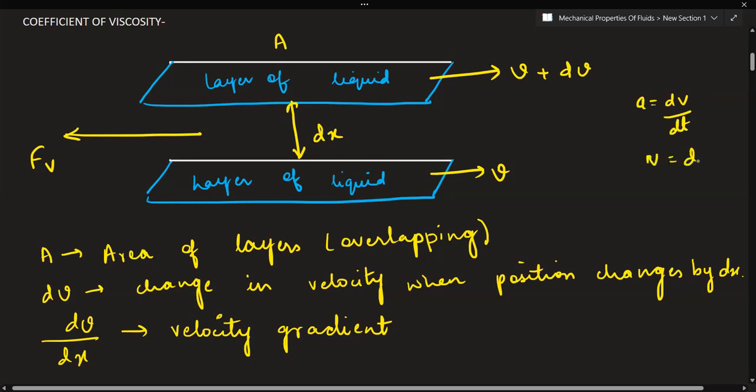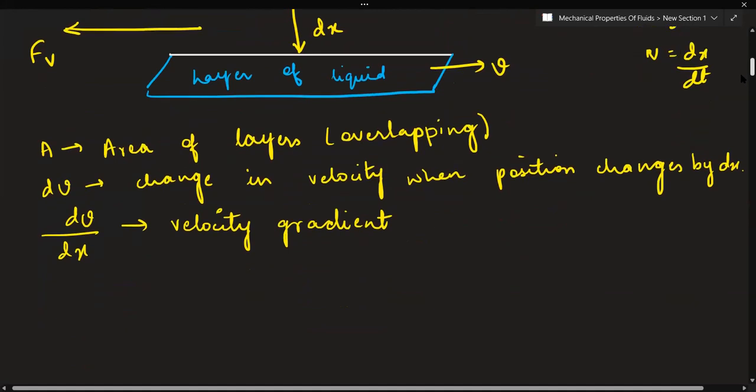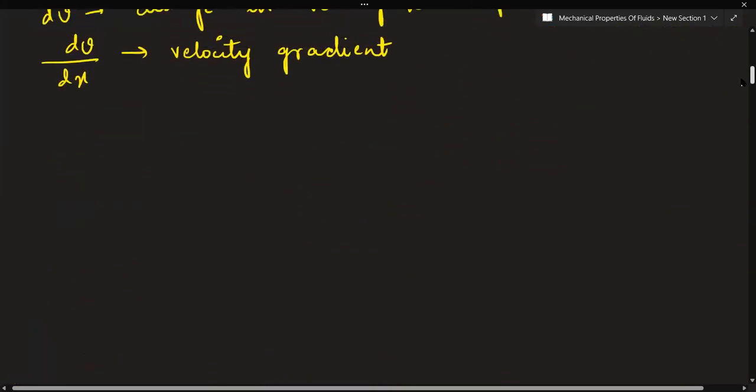When you take velocity as dx over dt, you take it as rate of change of displacement. But when any quantity is divided by distance, then we call it a gradient. So if velocity is divided by dx, we call it velocity gradient. Now, with these parameters that I've taken, we are calculating viscous force.